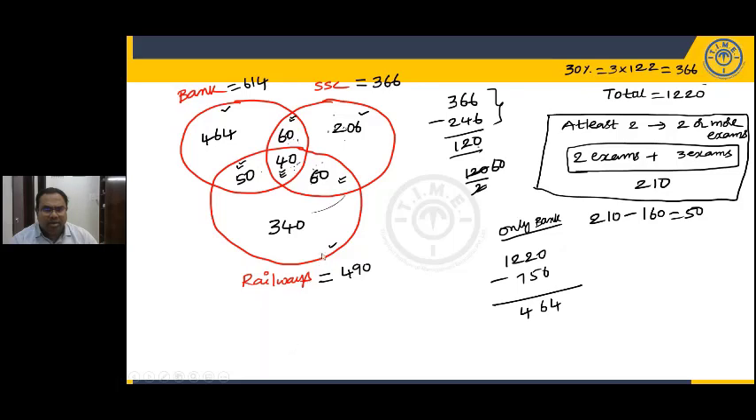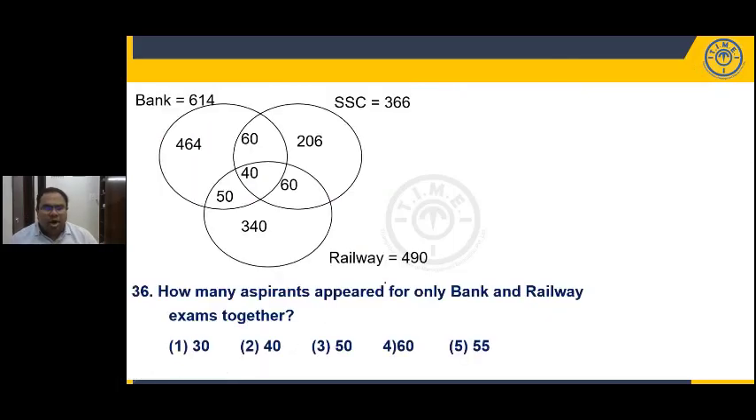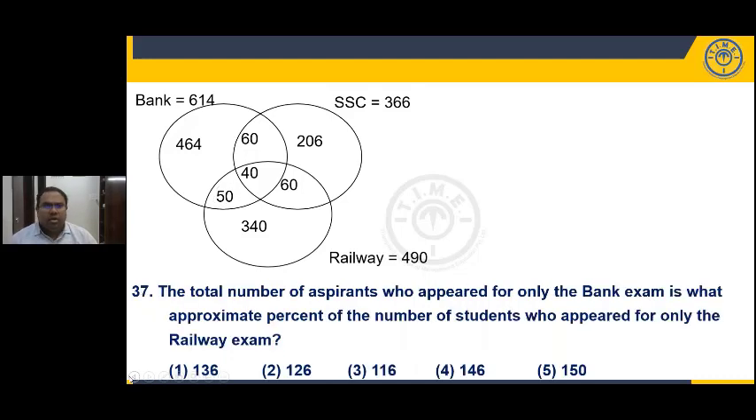Okay, first question, 50. Abhinaya. How many aspirants appeared for only bank and railways? Only bank and railways, this portion, 50. Correct. Correct. 37. Correct, Bharti. 37.